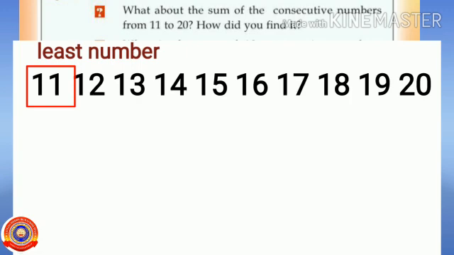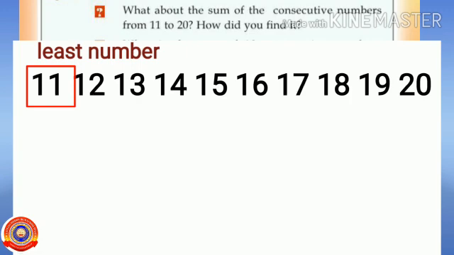There is another example. What about the sum of consecutive numbers from 11 to 20? Write the numbers in order from 11 to 20. 11, 12, 13, 14, 15, 16, 17, 18, 19 and 20. Find the least number in this series. Which is the least one? Yes, 11. Then add 4 to the least one.